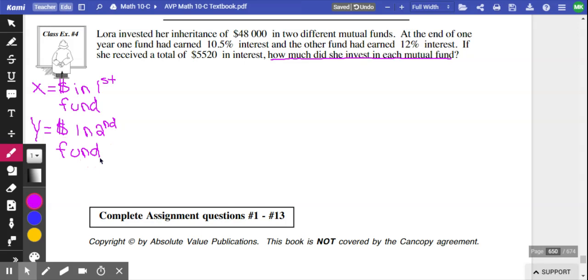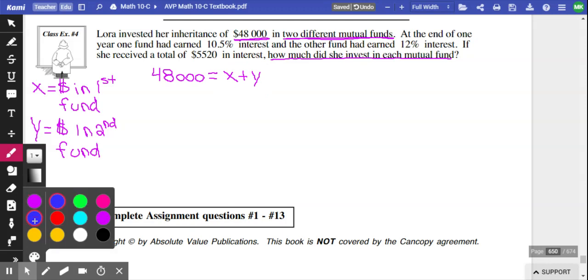Beautiful. We're going to try to build these two equations. The first sentence builds the first equation. It says, Laura invested her inheritance $48,000 in two different mutual funds. That means if you took the amount of money in X and the amount of money in Y, it would equal her total amount of money she had. So 48,000 equals X plus Y. First sentence built the first equation.